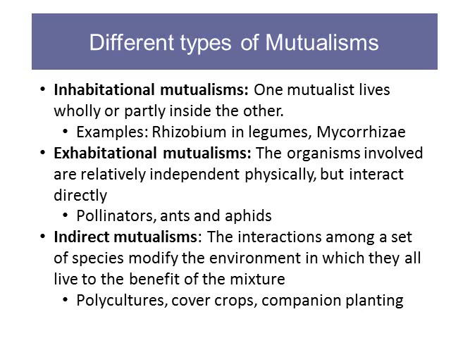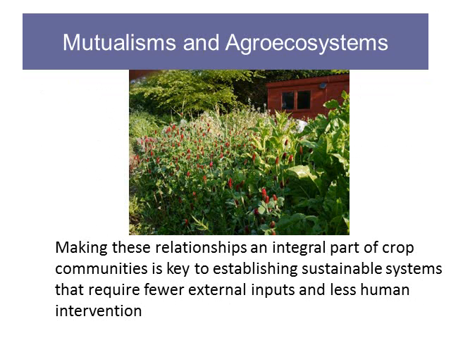And then finally, there's this indirect mutualism. The interactions among a set of species modify the environment in which they all live. So this would be something like a nitrogen-fixing crop, or the cover crops that change the soil in some way that's beneficial to everything else. They're not trying to be beneficial to another species. It just sort of happens. That's why it's indirect. So mutualisms are important to have in an agroecosystem because they're key to establishing these sustainable systems that require fewer external inputs and less human intervention.